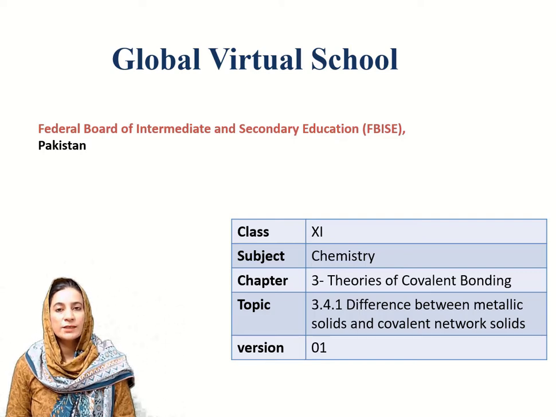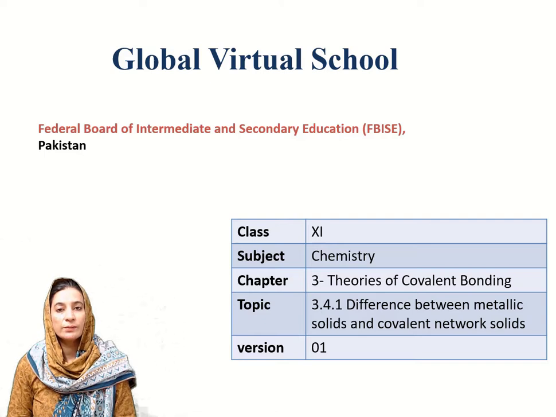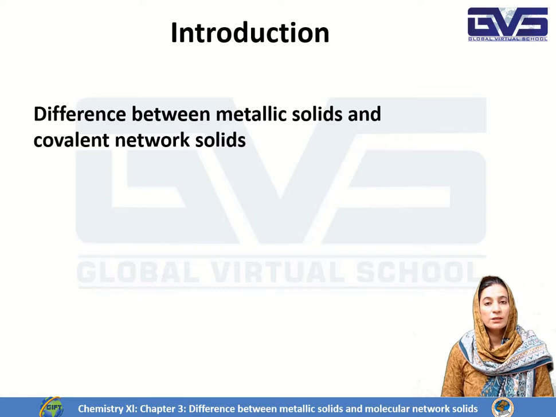Students, this is your first year chemistry class. I am Dr. Jalwano, and the topic for today's discussion is the last topic from chapter 3, and that is the difference between metallic solid and covalent network solid. Students, we will discuss the properties with the help of different examples between metallic solids and covalent network solids.